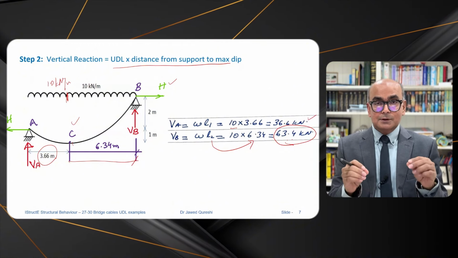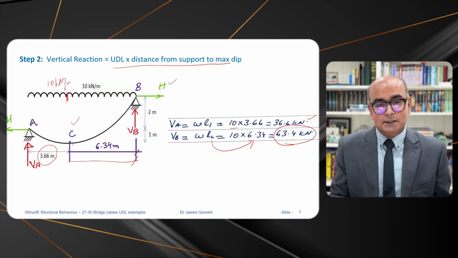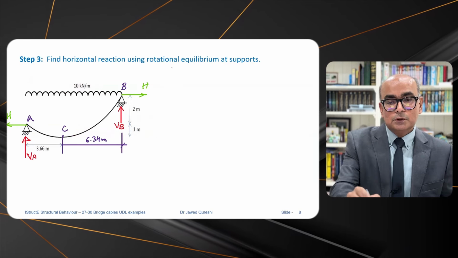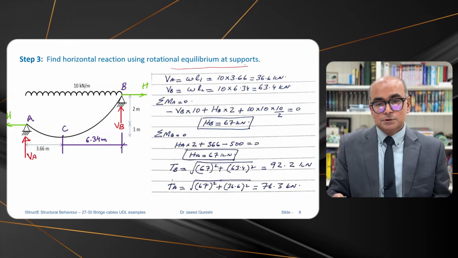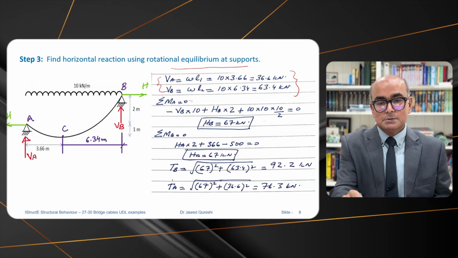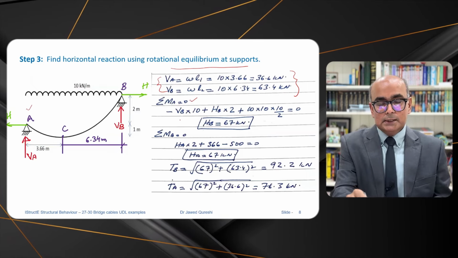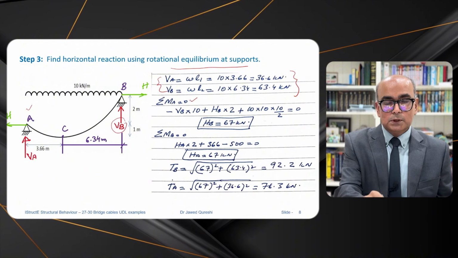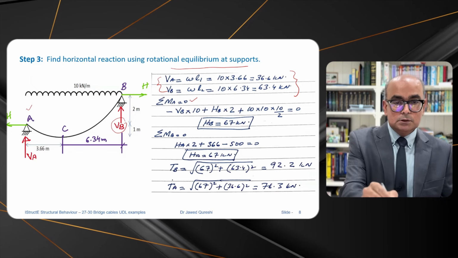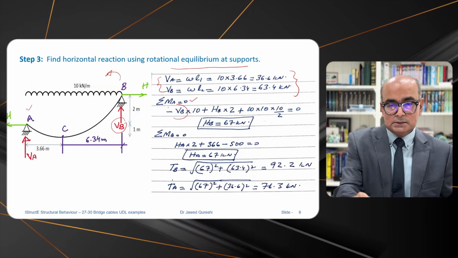So far so good. We've got the reactions right. Let's move to our third and final step, where we will use rotational equilibrium at supports. The reactions we found out a bit earlier. We say that summation of moment at A is equal to 0 at this point. Here VB is vertical. It is causing anti-clockwise rotation with respect to B, so that's why it is negative.